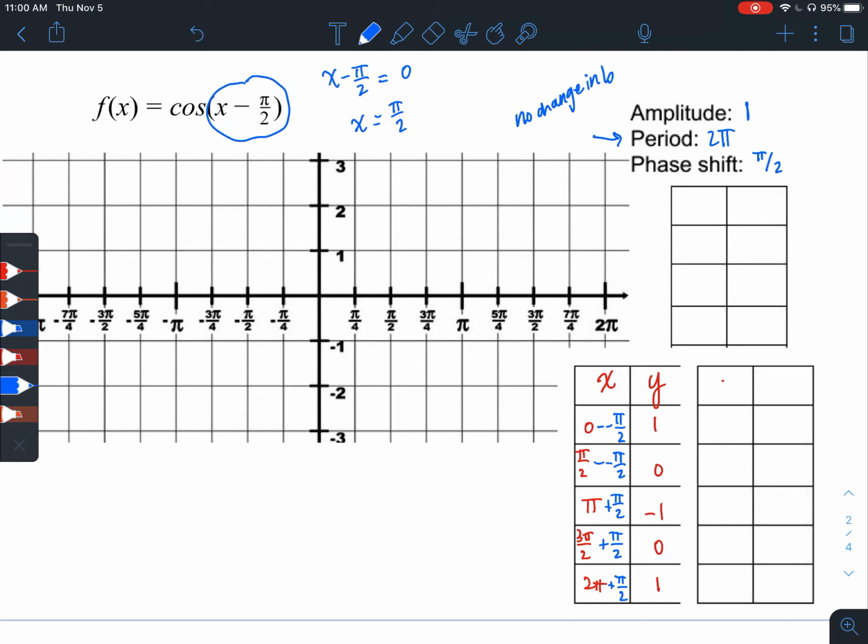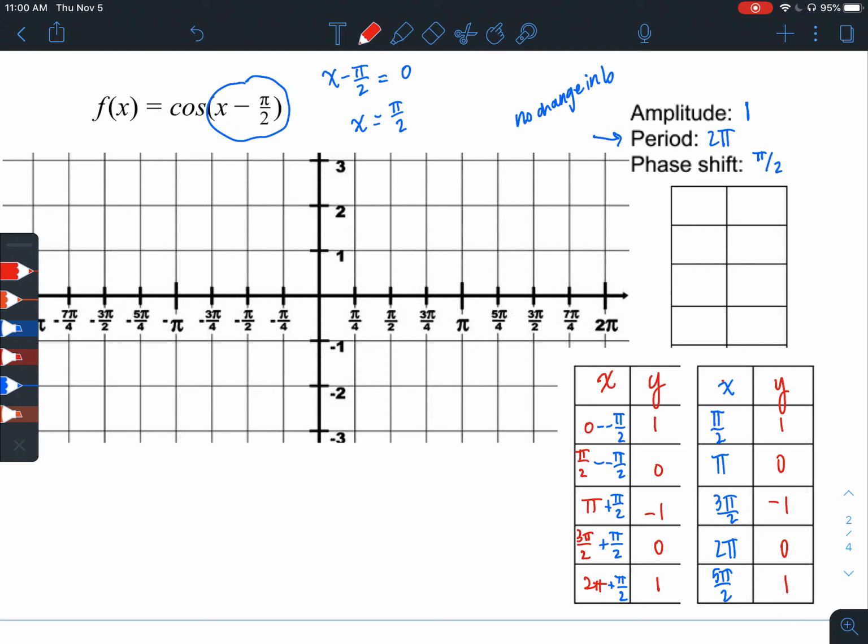And then we have no changes in y. So our x values: 0 plus pi over 2 is just pi over 2. Pi over 2 plus pi over 2 is 2 pi over 2, or pi. For this we get 3 pi over 2. If we get a common denominator, we get 2 pi over 2 plus pi over 2. This one we get 4 pi over 2, or 2 pi. And then finally 5 pi over 2. Okay, so then our y values are the same, so 1, 0, negative 1, 0, 1.